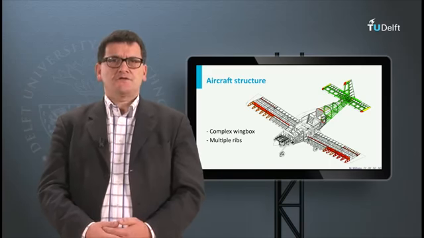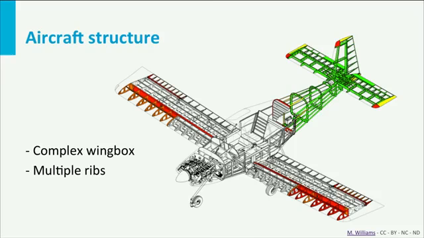This picture shows the structure of a small aircraft. You can see the fuselage structure with frames and stringers, and the wing box with spars and ribs. All these elements work together in load carrying and protection of payload and systems.